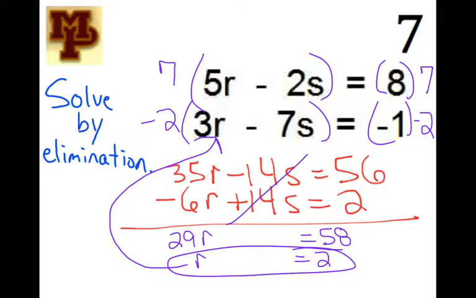So 3 times 2, and then minus 7s equals negative 1. And so I got 3 times 2, so 6, minus 7s equals negative 1. Negative 7s equals, and I'd have to subtract 6 from each side, so that would make this negative 7, and so s equals 1. So I put the 2 together, and that would be 2, comma, 1.